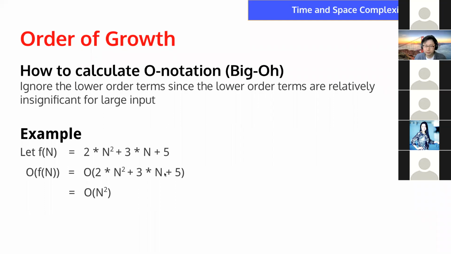And then from here, you can drop the constant, which is 5. So you can ignore this. You can also ignore 3 times n, since n is a low order term. It's implicit, this is n to the first power. So you can also ignore this and drop it. And now you're left with 2 times n squared.